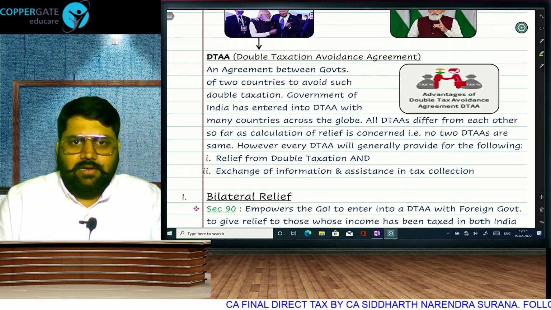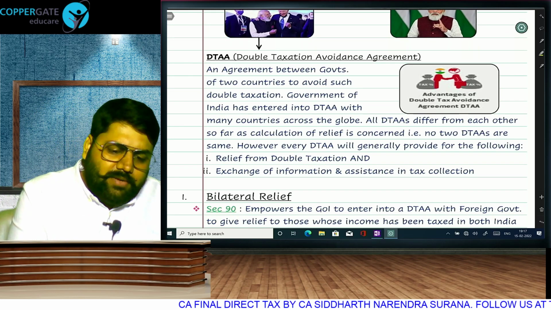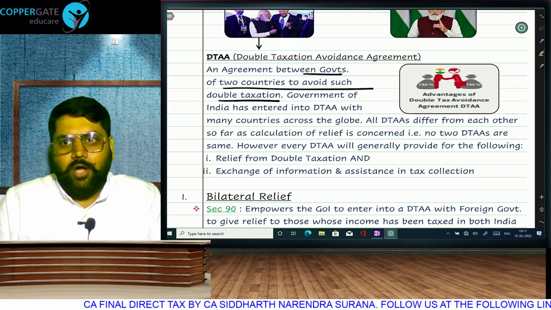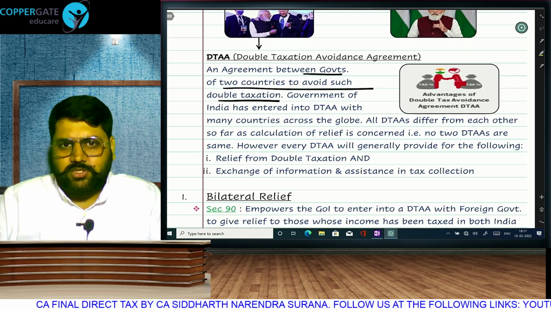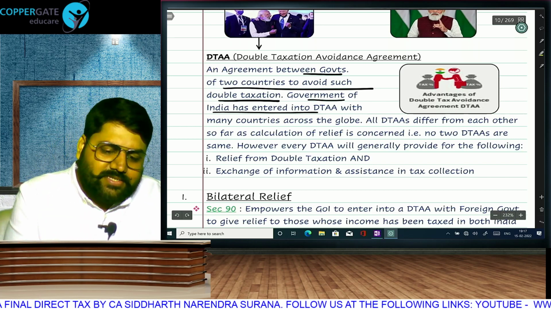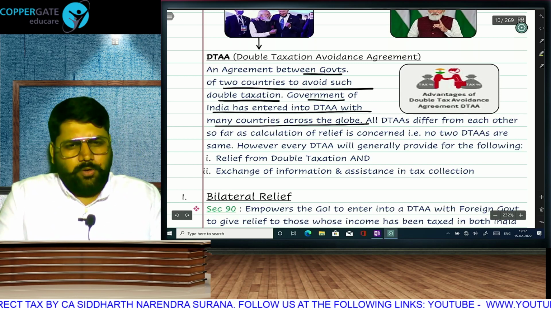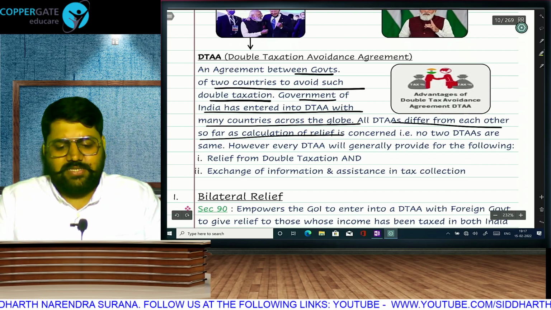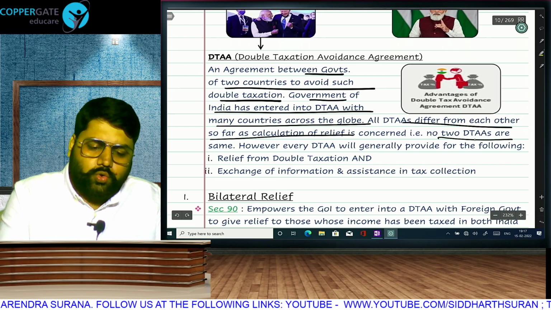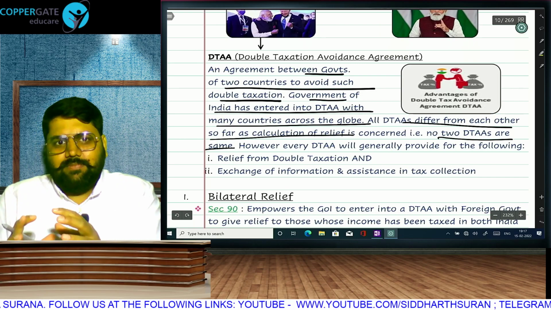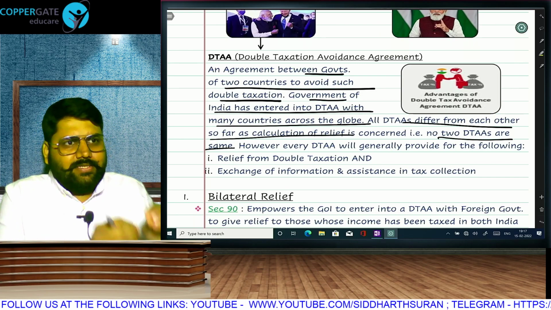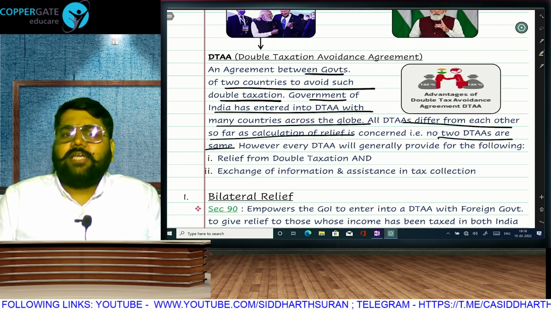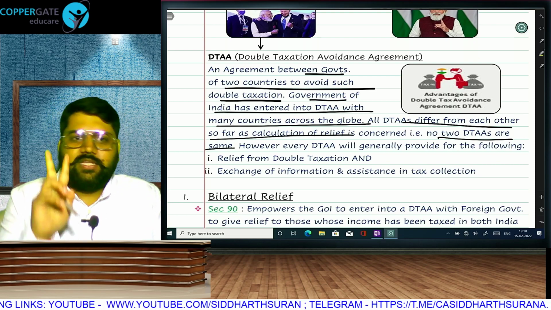What is a double taxation? Now we are learning bilateral. What is a double taxation avoidance agreement? Agreement between governments of two countries to avoid double taxation. Both governments will agree on certain terms and conditions to reduce the tax of the assessee. Government of India has entered into DTAA with many countries across the globe, roughly about 120 approximately, and all the DTAAs are different from each other as far as calculation is concerned. That is, no two DTAAs are same. So, in some DTAAs we will say home country will leave tax. In some DTAA we will say host country will leave tax. Some places they will reduce the rate of tax.